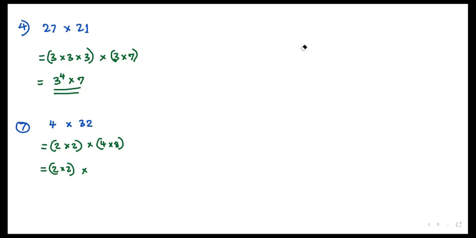So it means that I have got to write 2 times 2 for 4, and then 2 times 2 times 2 for 8. So all together, I have 2 to which power? 2 to what power? Power of 7. Very good.